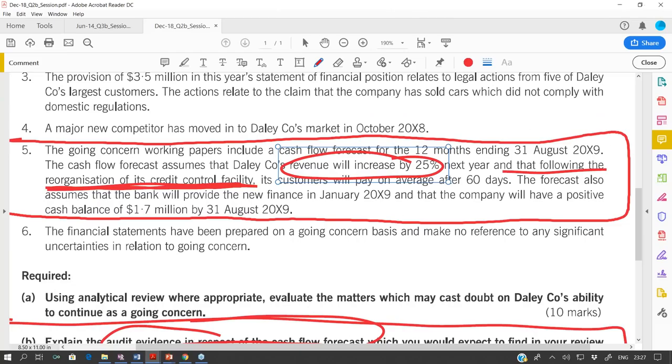Okay, the last line. The forecast also assumes that the bank will provide the new finance. So can I have a copy of the correspondence with the bank to confirm that the bank will provide the new finance? Because the bank and the company must be having a correspondence. So can I take the copy of the correspondence to confirm that the bank will provide the new finance in January 2019?